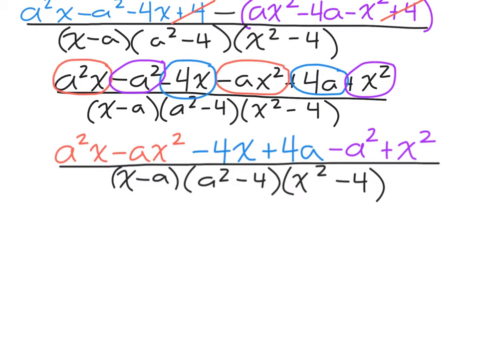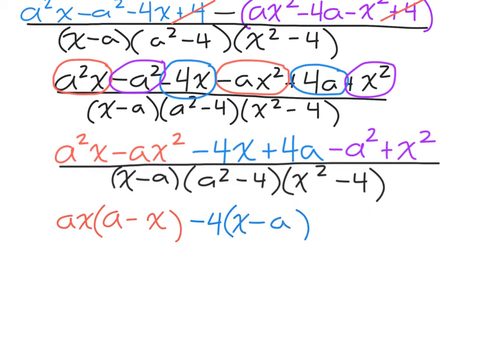All right, so in the red, what am I pulling out again? An a and an x, and what was left over? A minus x. All right, in the blue, what am I pulling out? A 4, positive or negative? Which one do you want? Negative 4, okay. What's left?